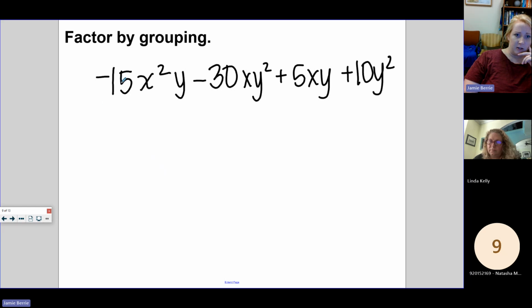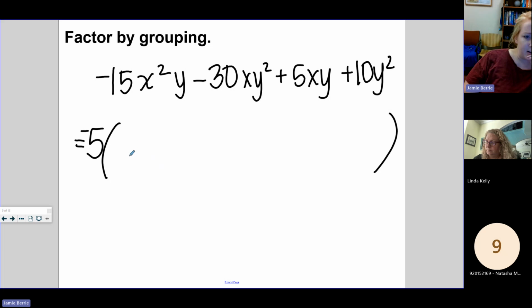You want to start by looking at each term: -15, -30, 5, and 10. Those do have a common factor of 5. We can go ahead and pull that out. Every once in a while, this will happen where everything has a common factor. So if we divide everything by 5, actually, let's do -5 so we can make this first one positive. That'll make everything easier.